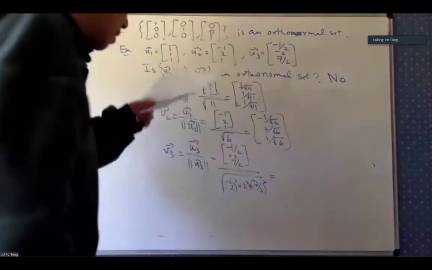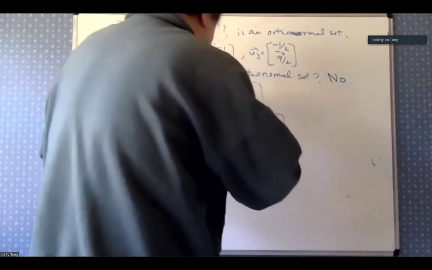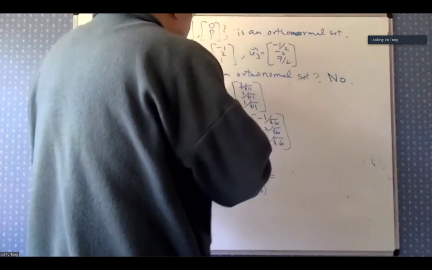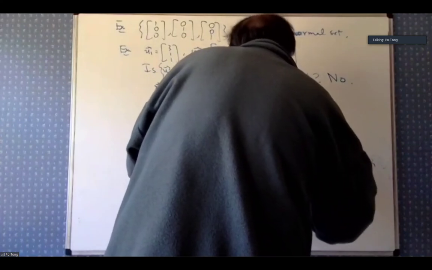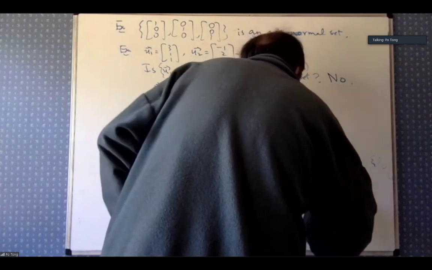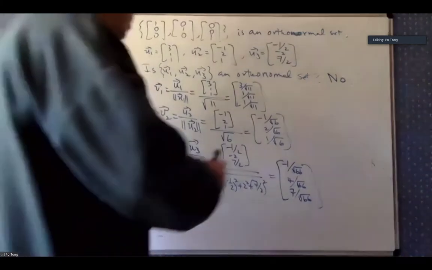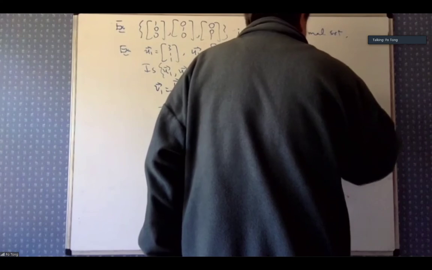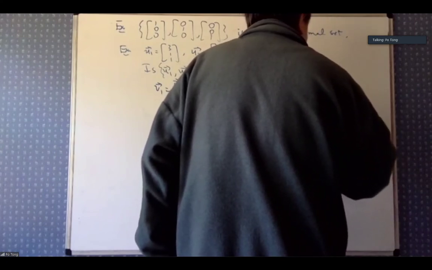I'm not going to show the calculation. Okay, and that will be... you end up with minus 1 over square root 66, 4 over square root 66, and 7 over square root 66. Okay, now V1, V2, V3 is an orthonormal set.